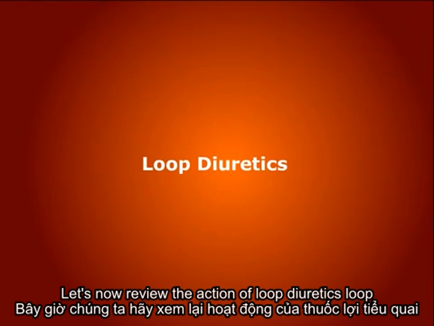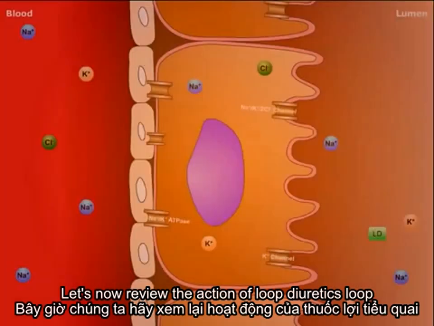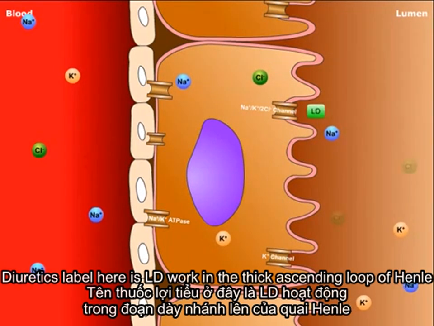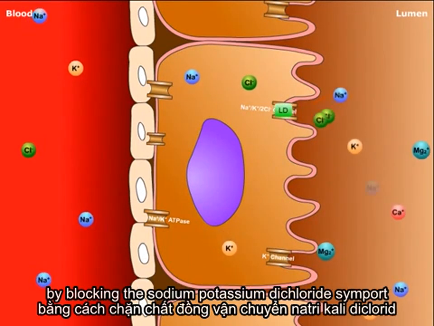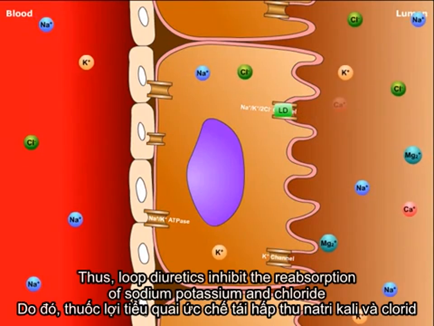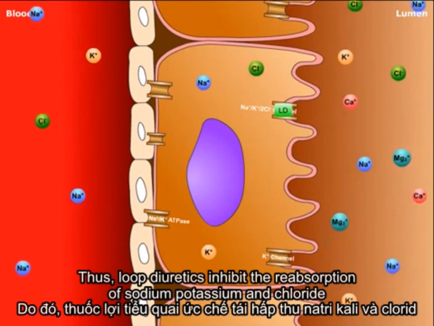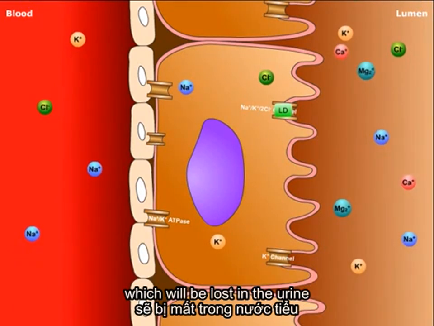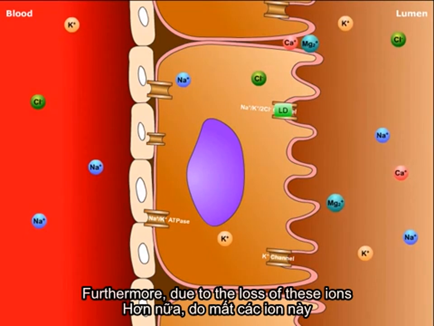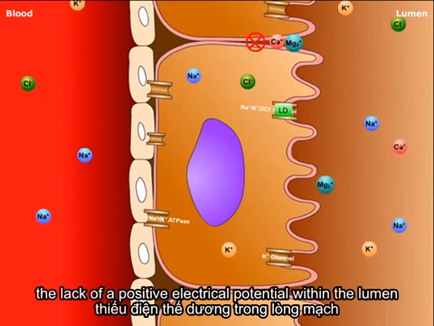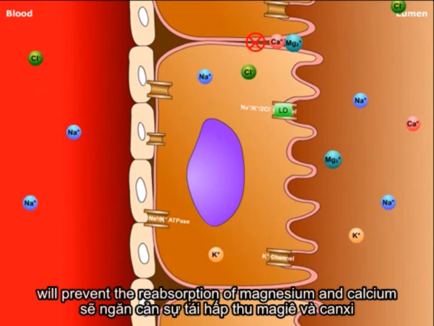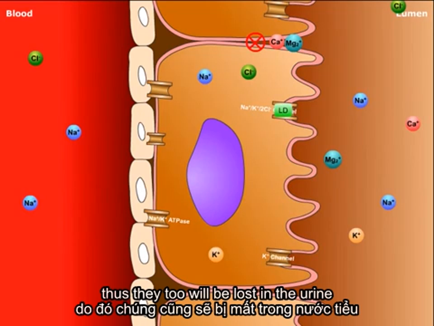Let's now review the action of loop diuretics. Loop diuretics, labeled here as LD, work in the thick ascending loop of Henle by blocking the sodium-potassium dichloride symport. Thus, loop diuretics inhibit the reabsorption of sodium, potassium, and chloride, which will be lost in the urine. Furthermore, due to the loss of these ions, the lack of a positive electrical potential within the lumen will prevent the reabsorption of magnesium and calcium. Thus, they too will be lost in the urine.